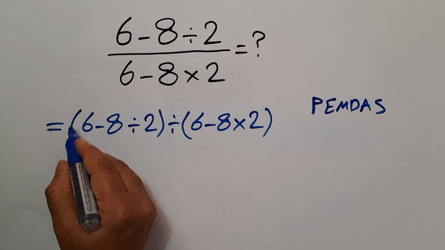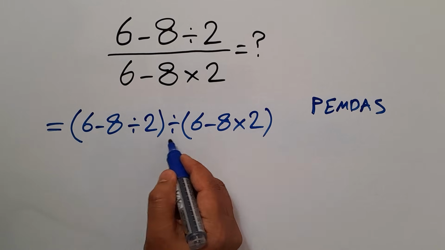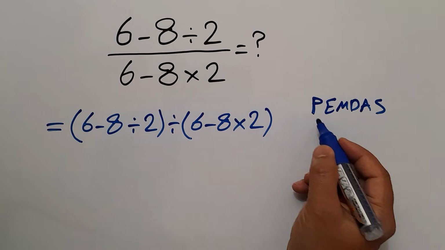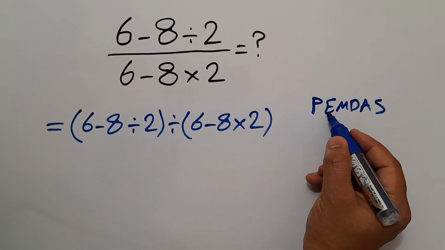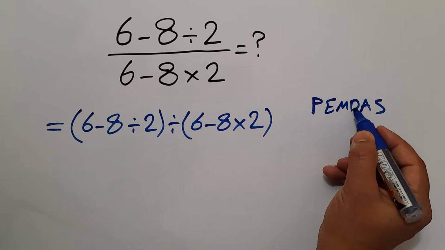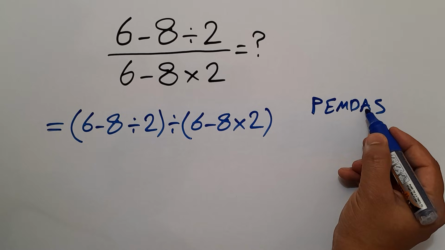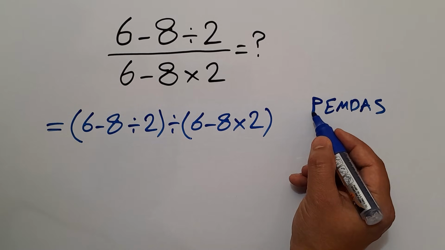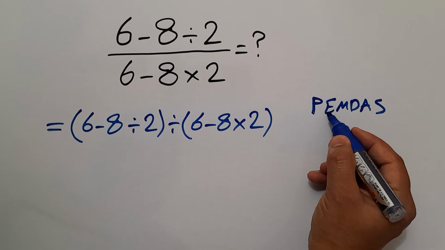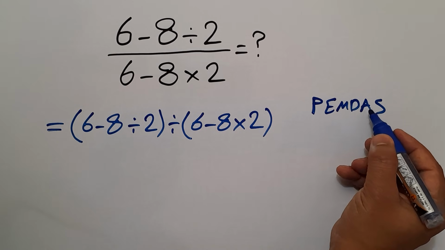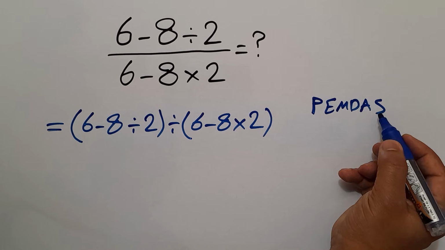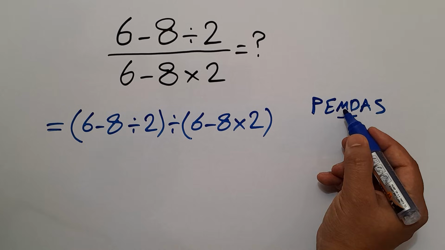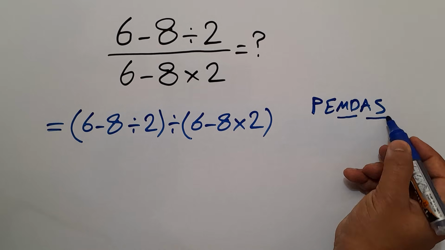And here we have these two parentheses and this division. According to the PEMDAS, P stands for parentheses, E stands for exponents, M and D stand for multiplication and division, and A and S stand for addition and subtraction. First we have to do parentheses, then exponents, then multiplication and division, and finally addition and subtraction. Remember that multiplication and division have equal priority and we have to work from left to right, and the same applies to addition and subtraction.